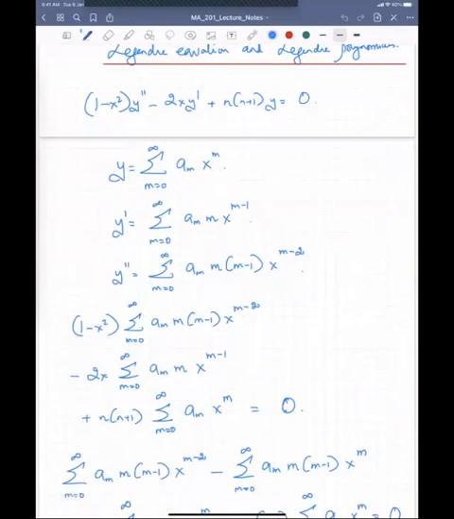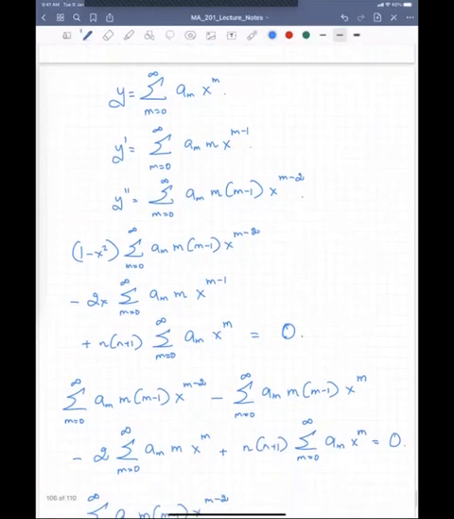So, for example, you can note that the first two terms can be written as a single term, right? So d/dx of (1 minus x squared) y prime, because the second term can be related to the derivative of the first term. This is another way to write the Legendre differential equation usually.